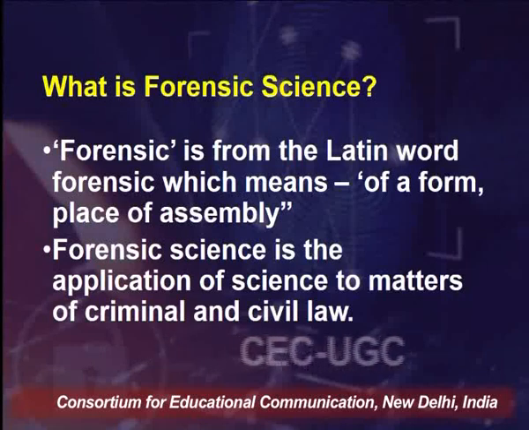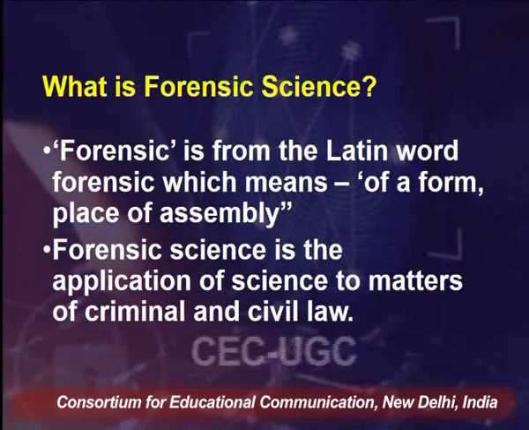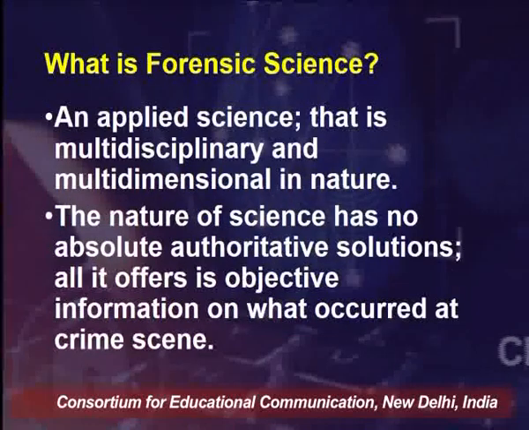Forensic comes from the Latin word forensis, which means of a form or place of assembly. Forensic science is the application of science to matters of criminal and civil law. An applied science that is multidisciplinary and multidimensional in nature. This science has no absolute authoritative solutions. All it offers is objective information on what occurred at the crime scene. So basically in forensic science we apply the knowledge of physics, chemistry and biology to solve the crime and to know the possibilities of what occurred at the crime scene.